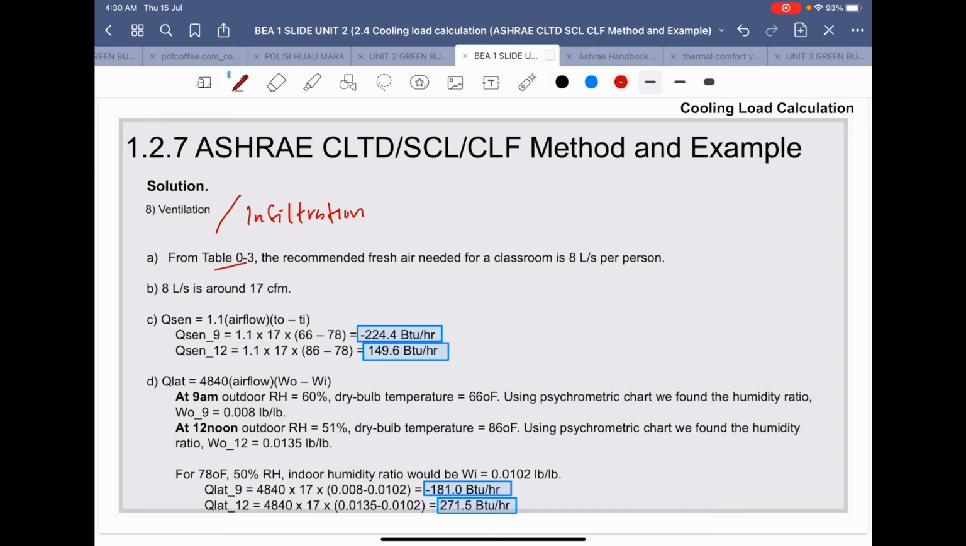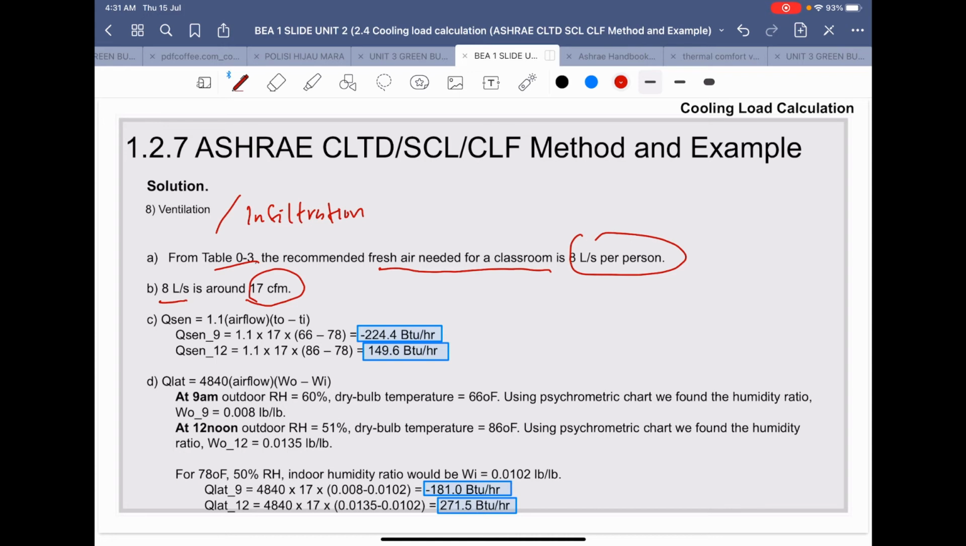From this one we have to refer to the table, the recommended fresh air needed for a classroom. So we assume that this classroom needs 8 liters per second of fresh air to enter the room. We allow 8 liters per second per person because we intend to design this room to have 8 liters per second fresh air. Then 8 liters per second is around 17 CFM, cubic feet per minute. The flow of the air is 17 cubic feet per minute.